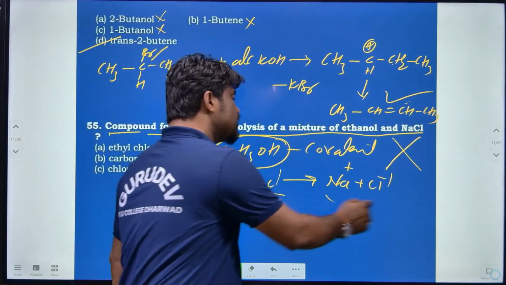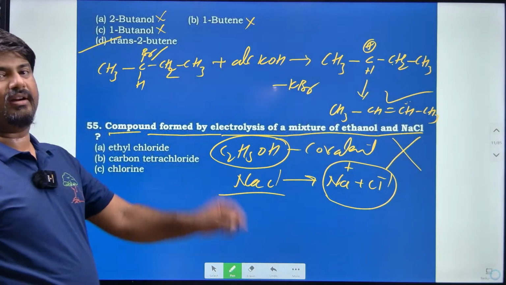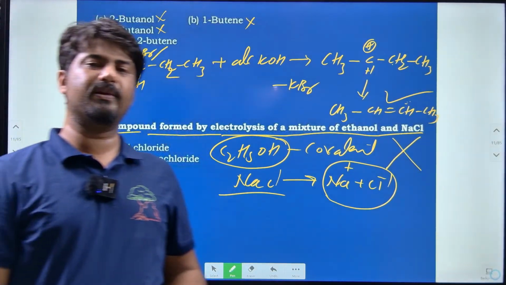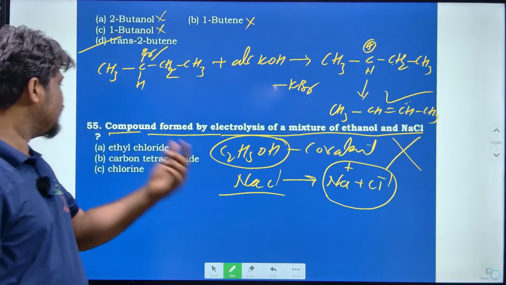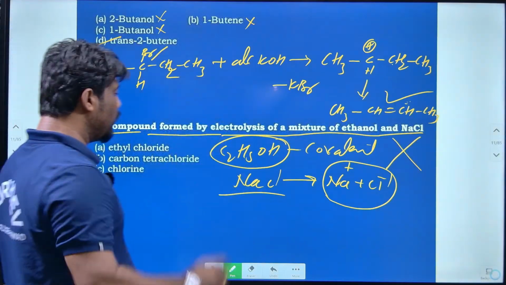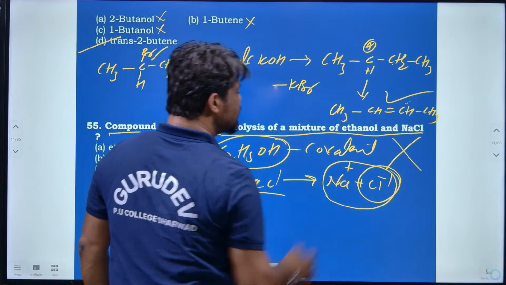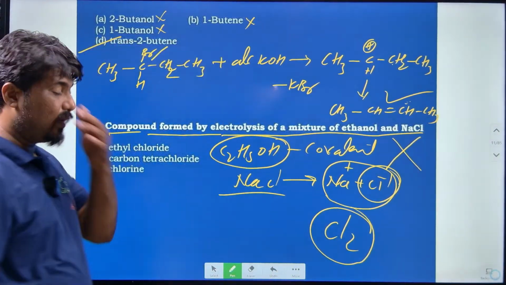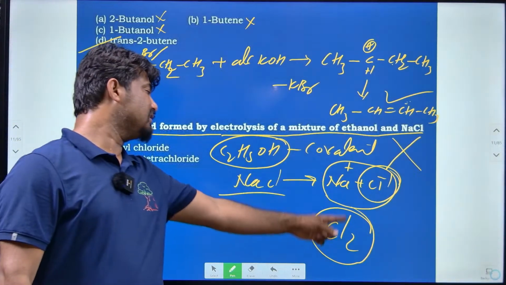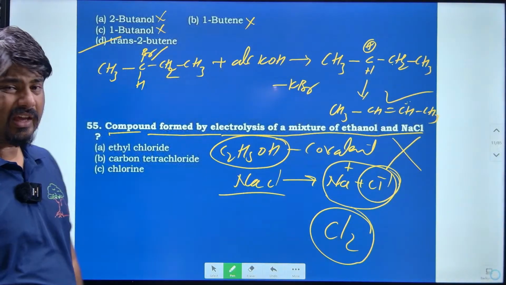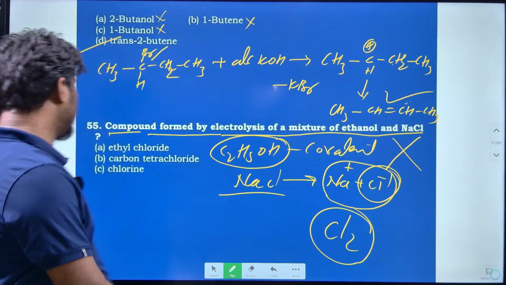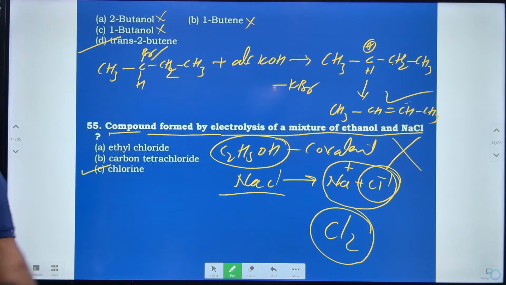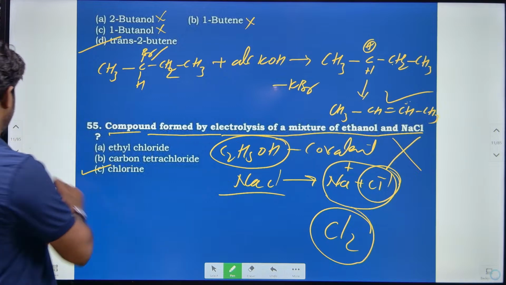NaCl dissociates into Na plus and Cl minus, so it gives more ions. When dissolved in water, it gives Na plus and Cl minus, so the number of ions increases. Moreover, this Cl minus easily undergoes reaction to give Cl2 during the electrolysis. Hence, option C is the right answer. Well, go to the next problem.